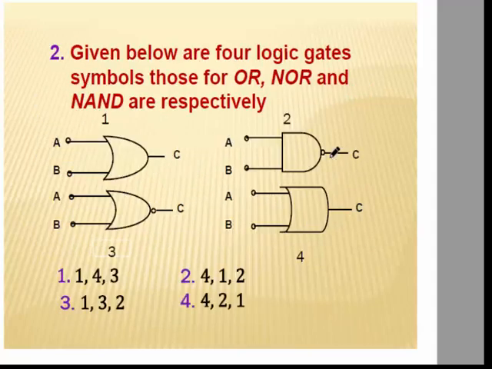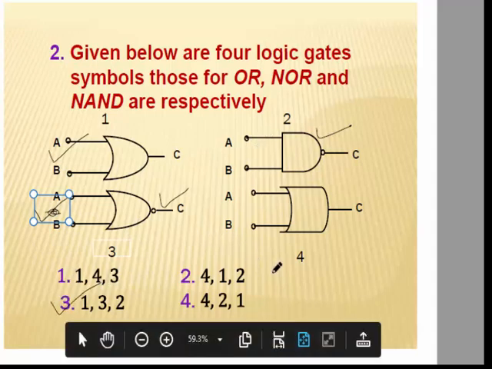Okay, so next question, second one. Given below are 4 logic gates. The symbols of OR, NOR and NAND are. OR symbol is the first one. NOR symbol is 3, and NAND symbol is 2. So you can see OR symbol is 1, NOR symbol is 3, and NAND symbol is 2, means 1 3 2. 1 3 2 means option C is correct.